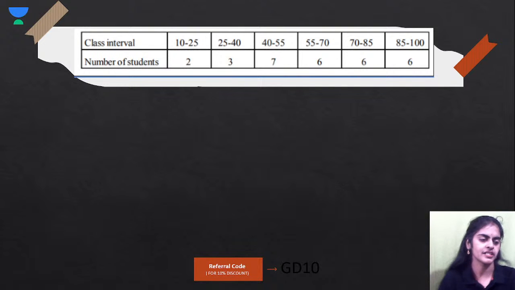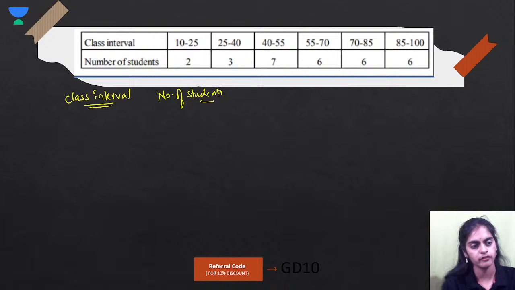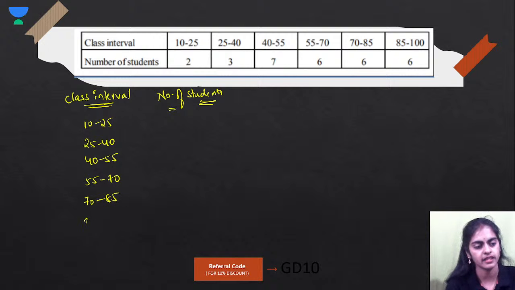So just see, a question is given to you. Class interval and number of students. So class interval is 10 to 25, 25 to 40, 40 to 55, 55 to 70, 70 to 85, 85 to 100. And number of students are 2, 3, 7, 6, 6, 6.